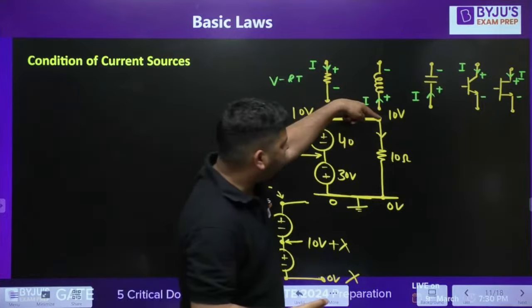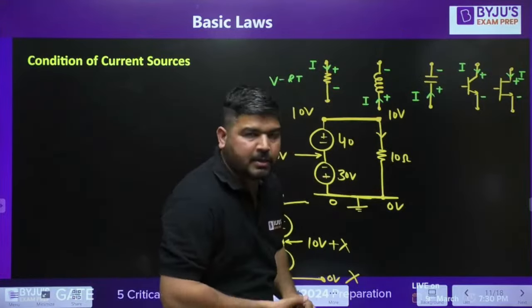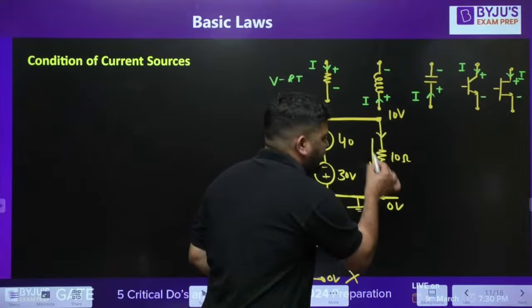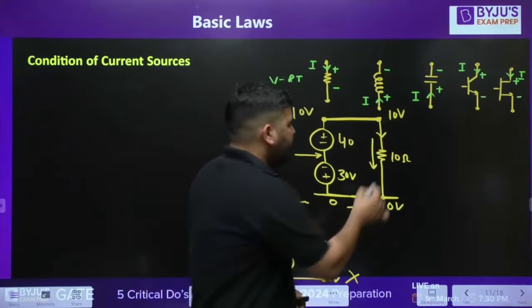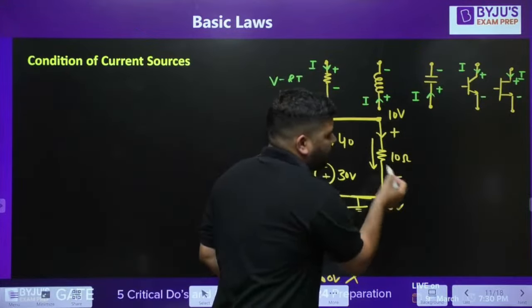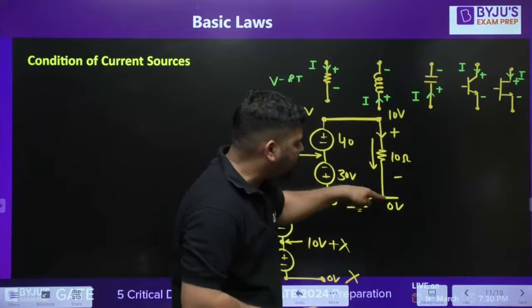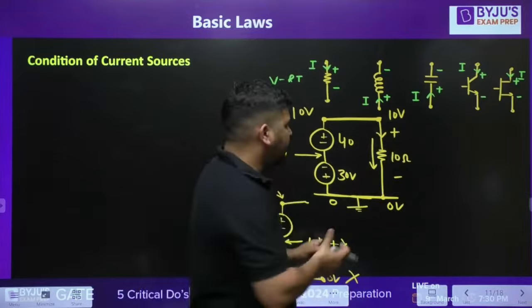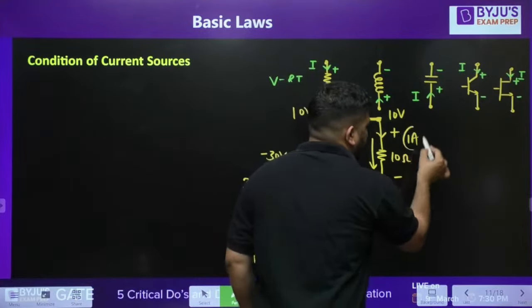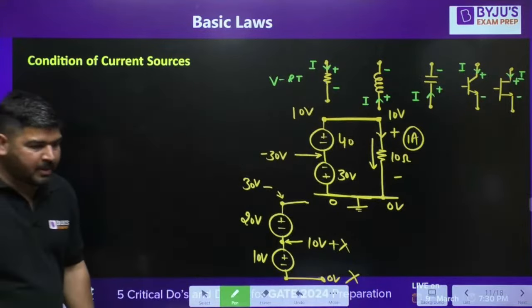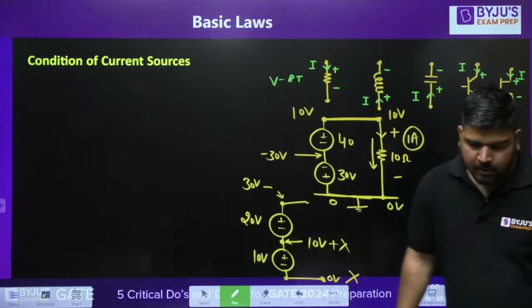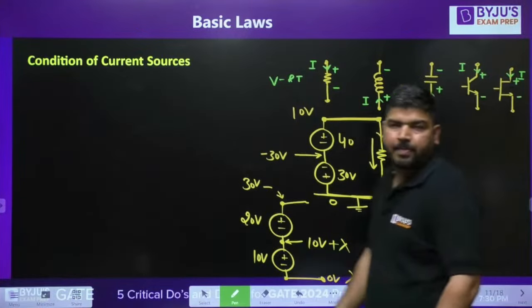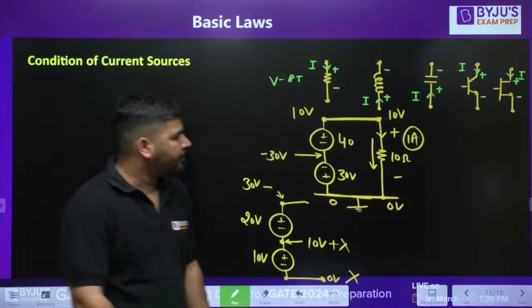It means that this is at higher potential, this is at lower potential. So current will flow from higher potential to lower potential. According to Ohm's law, the voltage difference is 10 volt, upper point voltage minus lower point voltage. Divide by the resistance value, the current will be 1 ampere. I hope it is clear, guys. Is it clear? Tell me, everyone.